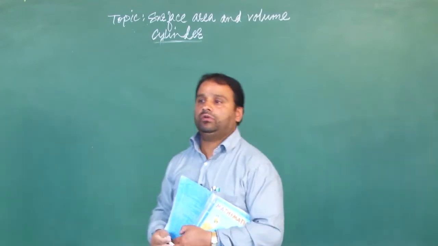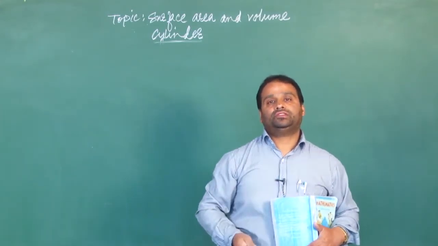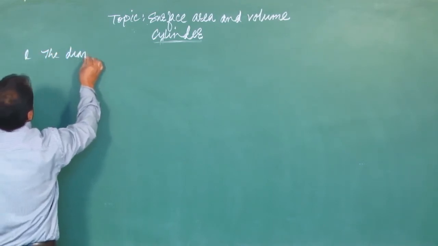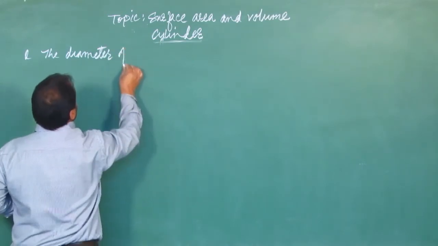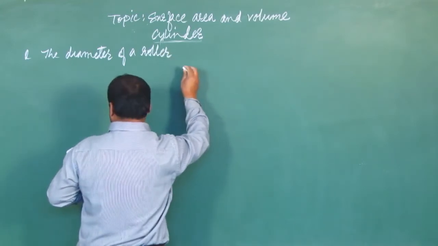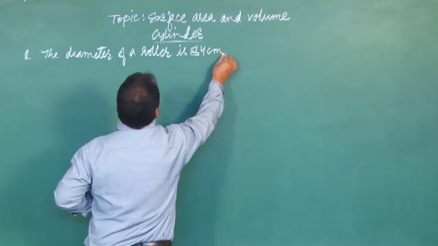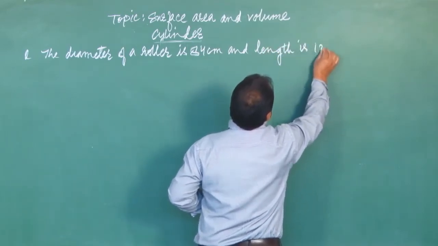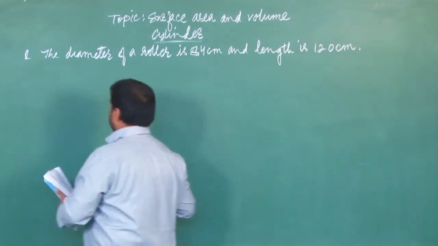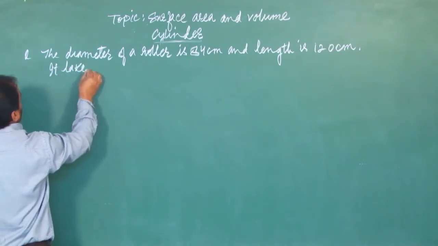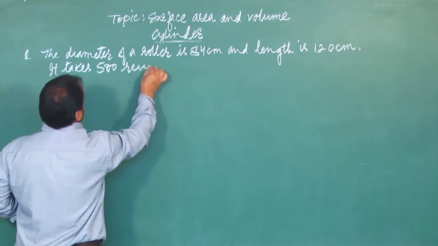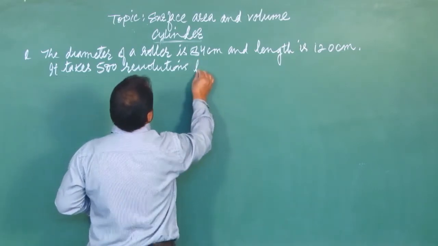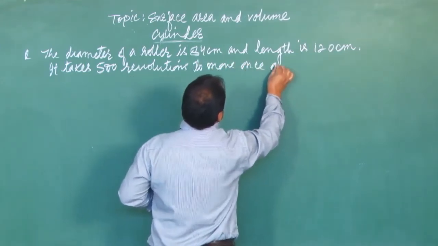There is another question for you. You have to understand what sort of formula for a cylinder we have to use. Now, there is the question: the diameter of a roller is 84 centimeters and its length is 120 centimeter. It takes 500 revolutions to move once over a playground.